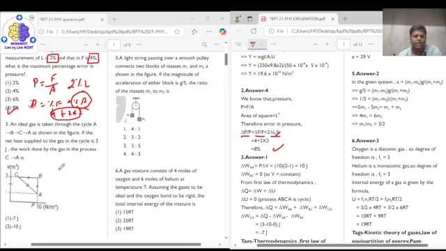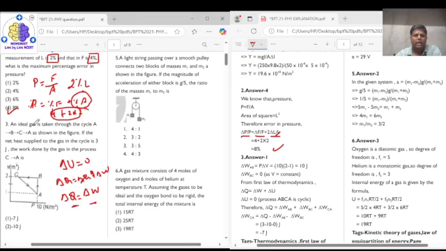Because this is a cyclic process, there will be no change in the internal energy, right? Delta U will be equal to 0 here. And we know that delta Q equals delta U plus delta W. Because delta U is 0 here, we can say that delta Q equals delta W, meaning whatever heat is supplied is converted into work done.